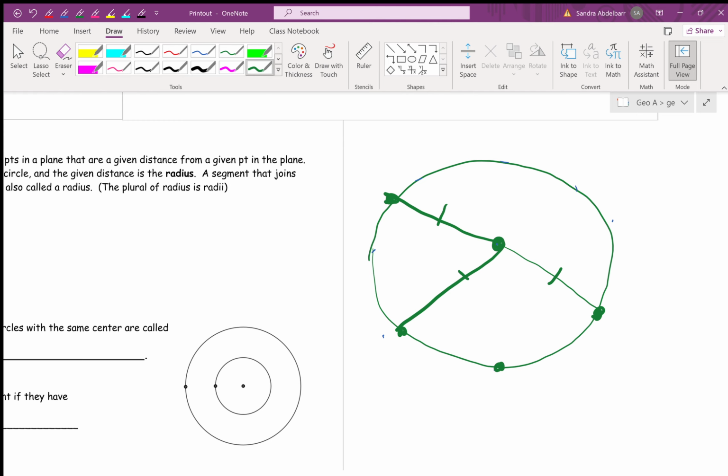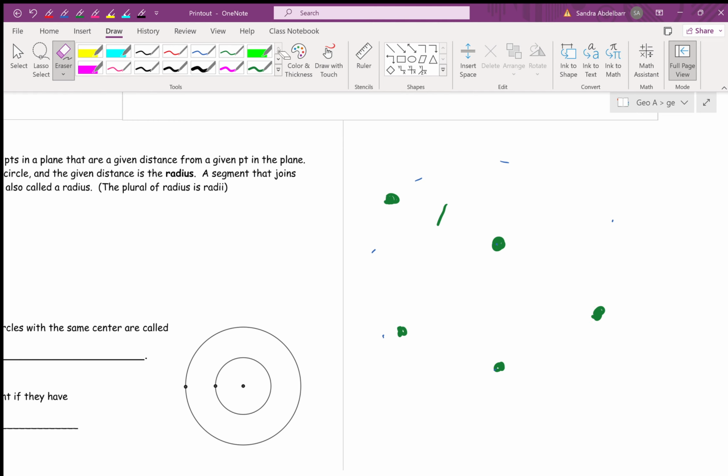Does anybody know what we call those segments? Does anybody remember from proofs what we call those segments from the center to the rim of the circle? Yeah? Radii. And what do we know? Back to proofs. What do we know about all radii? They are congruent. All radii are congruent. We had learned that back, I don't know, what chapter was that? 3? Back in chapter 3.